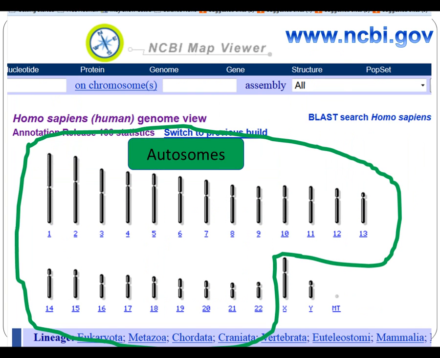All right, let's review. Of those 23 pairs in our body, the bulk of our chromosomes are considered to be autosomes. How can we define an autosome? Everything but the sex chromosomes. So the autosomes are the non-sex chromosomes, basically chromosomes number 1 through 22.